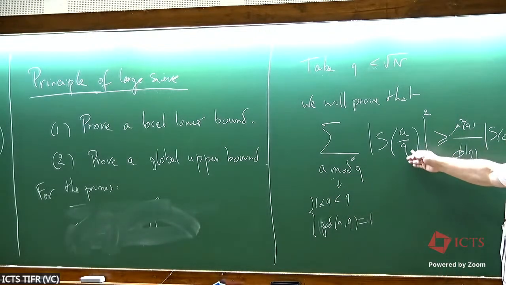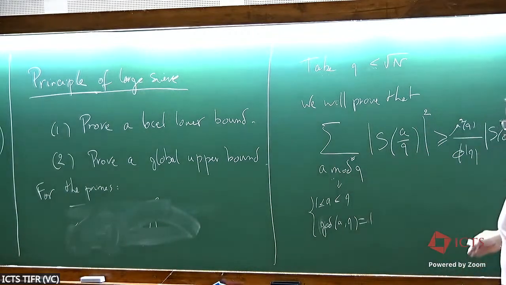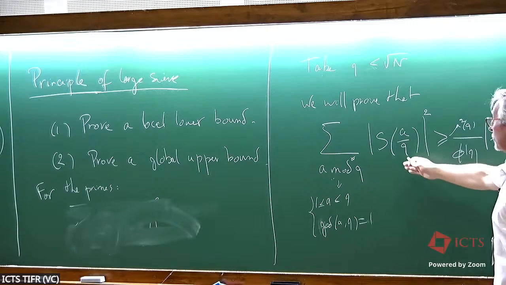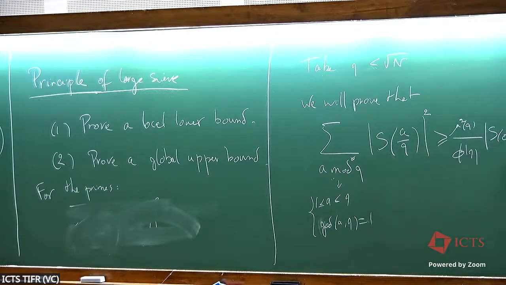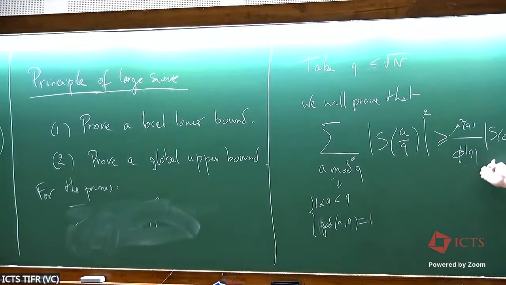This trigonometric polynomial is evaluated at the point a by q. When you do this average, I'm going to prove that it's larger than this one. So this one, S of 0, is the number of elements. You divide by the Euler phi function, and it is valid only when q is square free. When q is not square free, I don't know what to do. It's a difficulty. So that's a local lower bound. Local because it depends only on modulo q, and it's a lower bound.